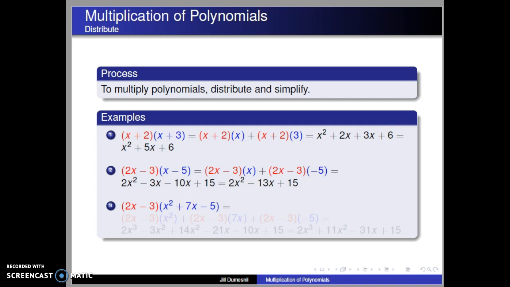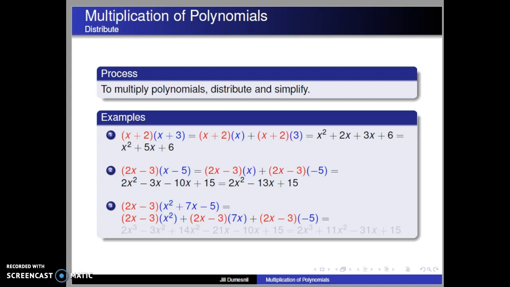Now let's repeat the process to multiply a binomial times a trinomial. We will distribute the 2x minus 3 over the trinomial. We get 2x minus 3 times x squared plus 2x minus 3 times 7x plus 2x minus 3 times negative 5. We still need to distribute some more.